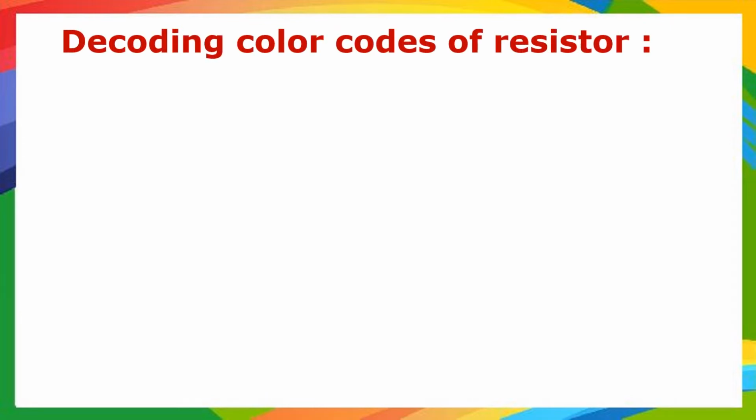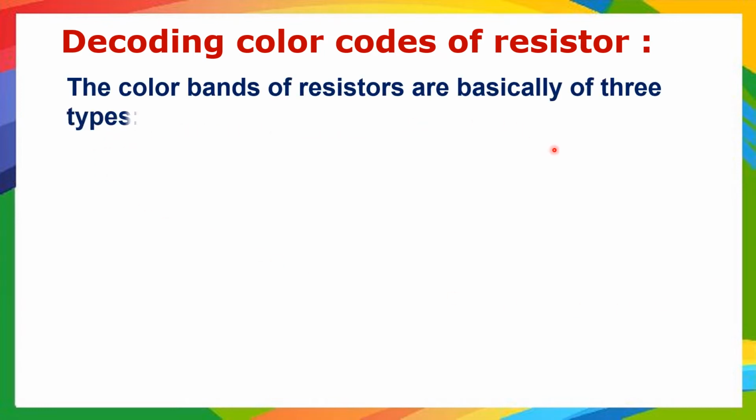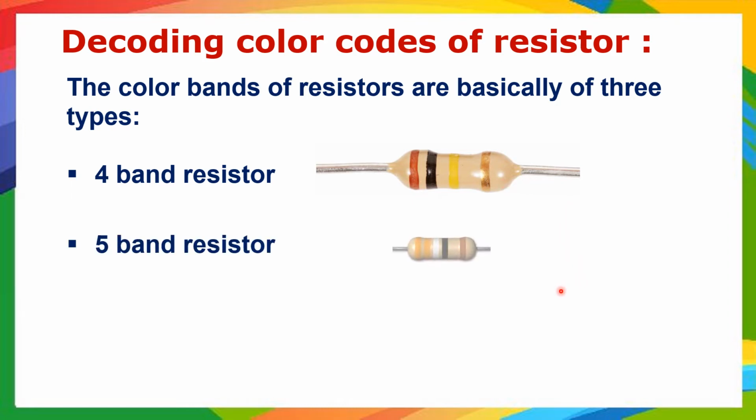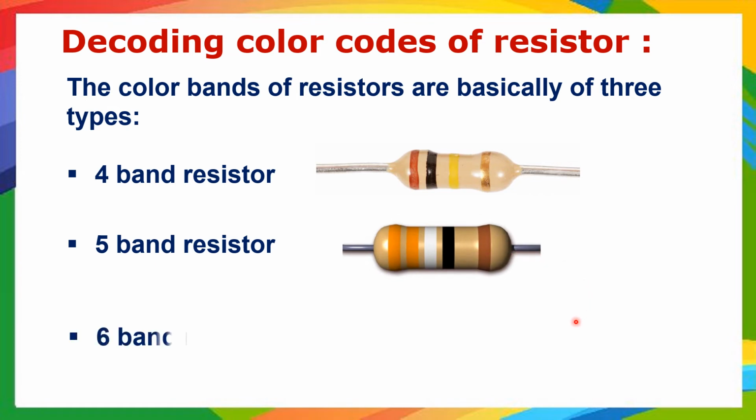Now let us learn decoding color codes of resistors. The color bands of resistors are basically of three types. See here, this is a 4-band resistor, and these 4 color bands are there. This is a 5-band resistor, and a 6-band resistor, and there are 6 color bands on this resistor. So we have to decode these color codes in order to know its resistive value, tolerance, etc.